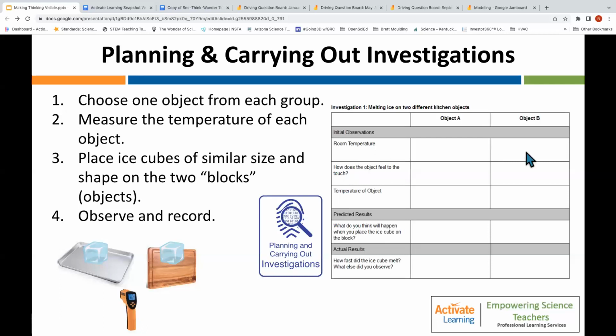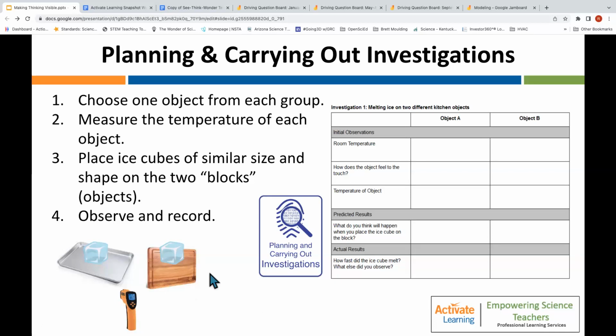So we're going to take the room temperature. We're going to touch the objects to compare them to see how they feel. We're going to take the temperature with some infrared thermometers. Then we're going to make some predictions about what we think is going to happen when we put that ice cube on both those plates. Which one do you think is going to melt faster? And then we're actually going to calculate how long it took for each ice cube to melt.